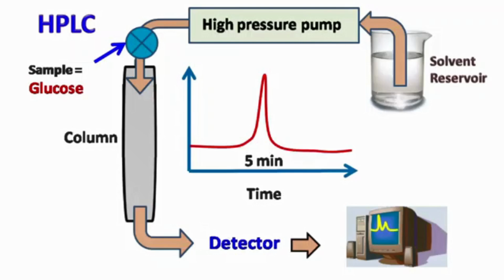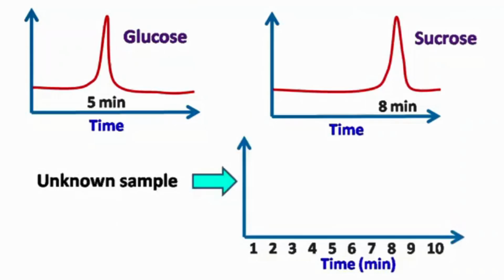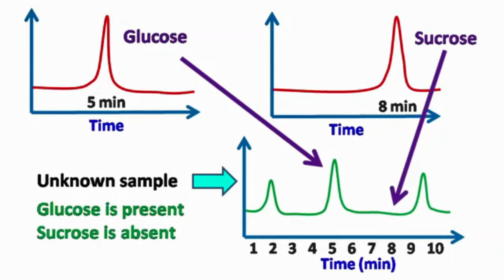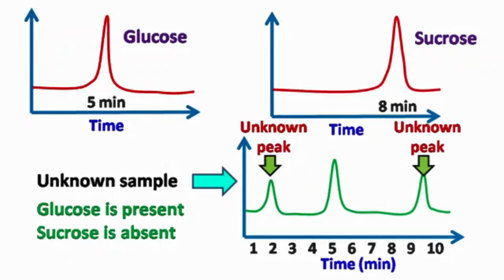Now we analyze the unknown sample for the detection of sugars present in it. Many peaks are obtained in the chromatogram. The peak obtained at 5 minutes indicates the presence of glucose. However, there is no peak at 8 minutes, which indicates that sucrose was absent in our sample. The remaining two peaks are still unknown as we don't have any standards to compare their retention time. This is how the detection of sample is done in HPLC, and for the detection we must have the standards.